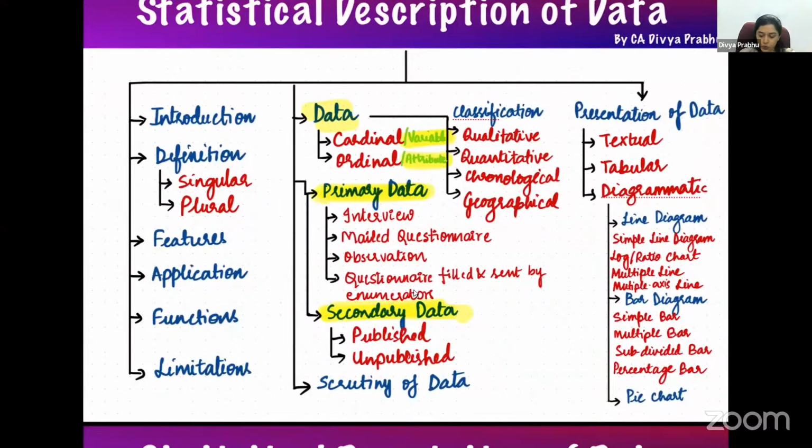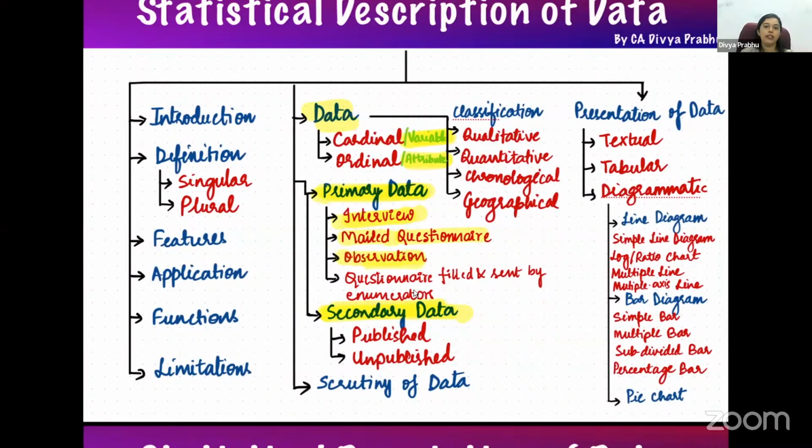It's very important. You can read this in detail. One is the interview method. In the interview method, again, there are three types: personal interview method, basically direct interview, indirect interview, and telephone interview method. The second method is the mailed questionnaire method, where a set of questions is sent and they are asked to fill it up.